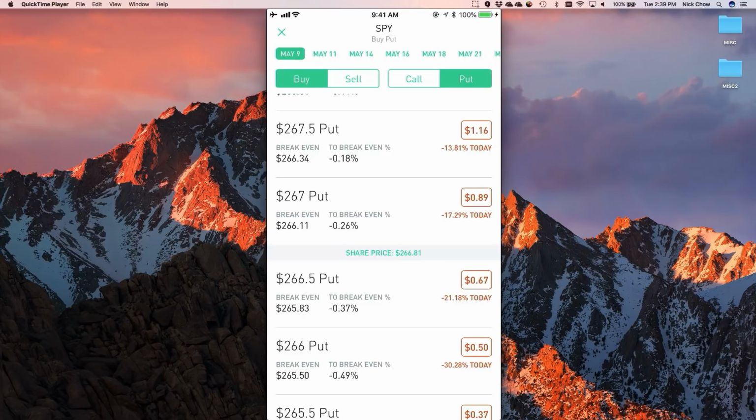But SPY, I could buy this, but tomorrow I won't be able to buy this May 9th, even though it doesn't expire until end of market close. And other platforms let you trade the option on the day of expiration all the way up until it expires. So that I am not a fan of.